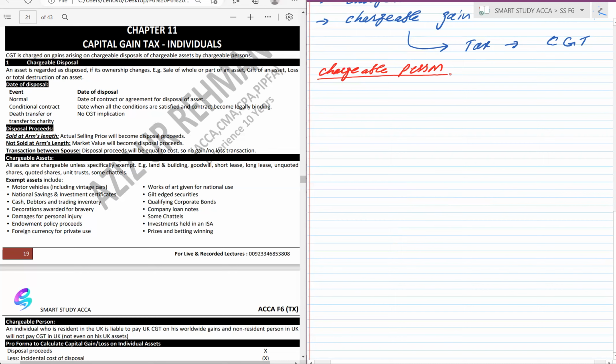Chargeable person. A chargeable person could be UK resident or non-UK resident. It will be mentioned in your exam whether the chargeable person is UK resident or not. If the question is silent, you will assume that this individual is UK resident.